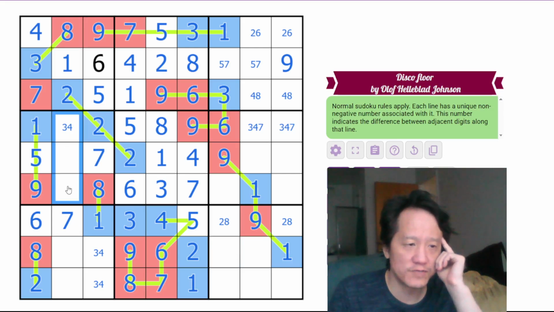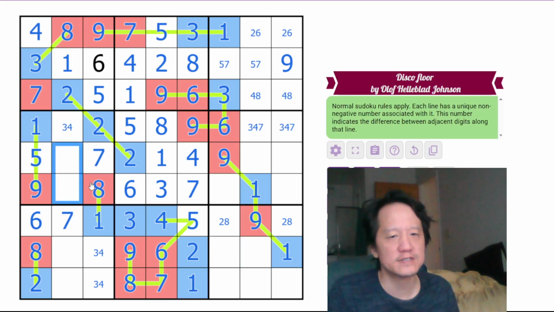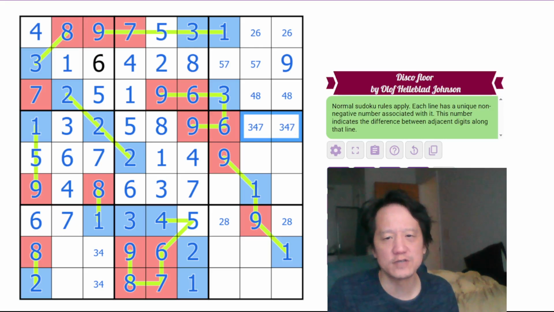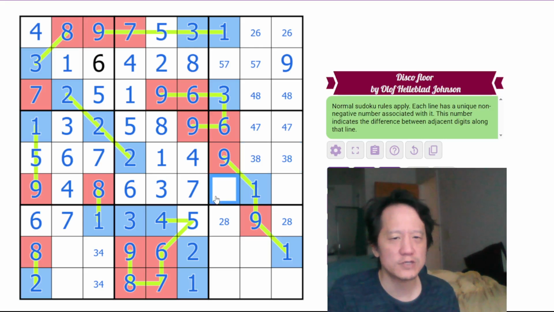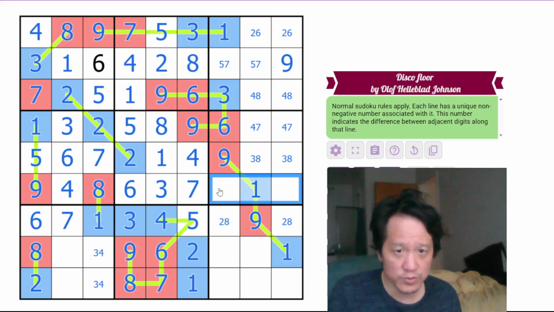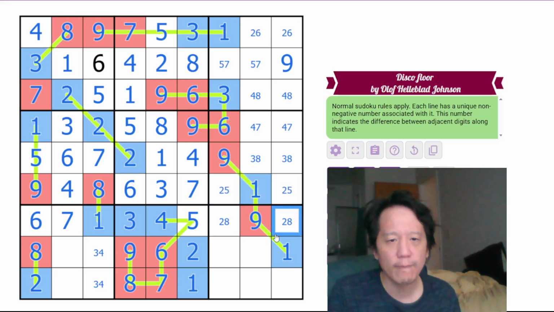Rest of box 4 is 3, 4, and 6. This can't be 3 or 6, so this must be 4, which makes this 3, which makes that 6. Therefore, this can't be 3 here. Rest of row 8 is 3 and 8. Rest of row 6 is 2 and 5. Okay.